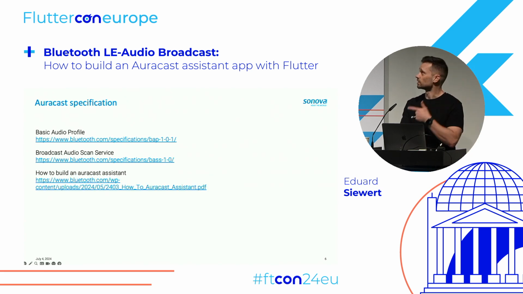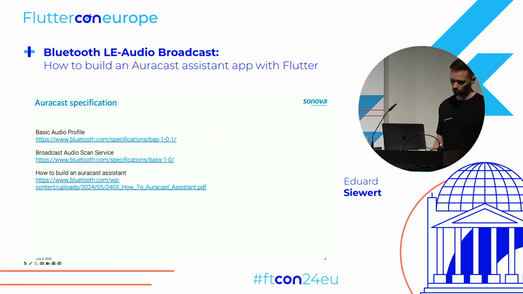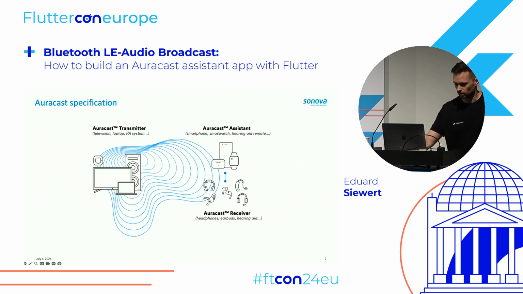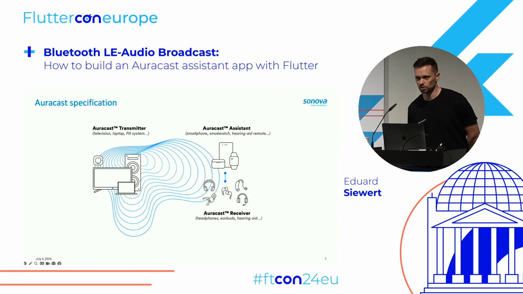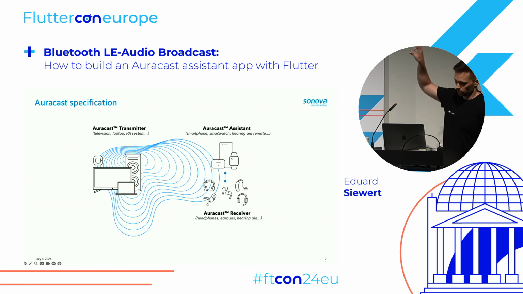If you want to save some time, I can also recommend this document, how to build an Auracast assistant. It nicely comprises all the required information. And you will also find this nice illustration. So just to explain again the setup that we have. We have a transmitter that is broadcasting the audio into the air. You have your Auracast assistant, which is connected to your receiver, which is usually a headphone or a hearing aid.